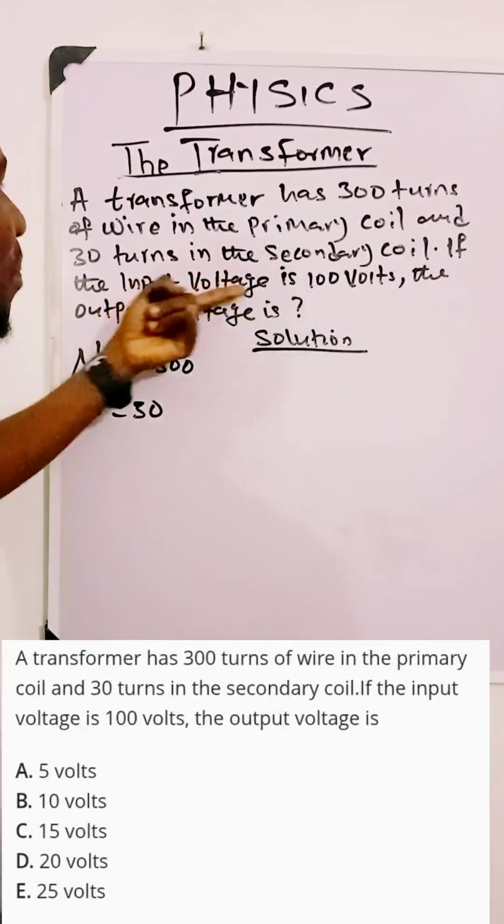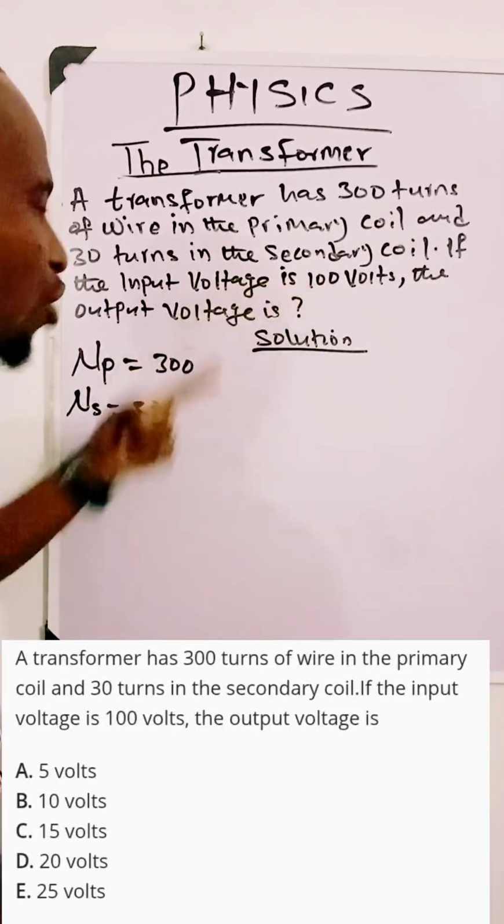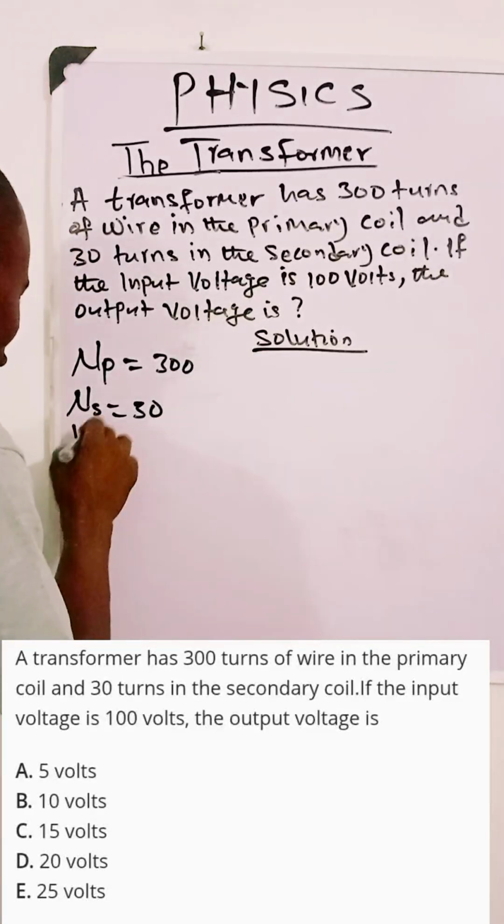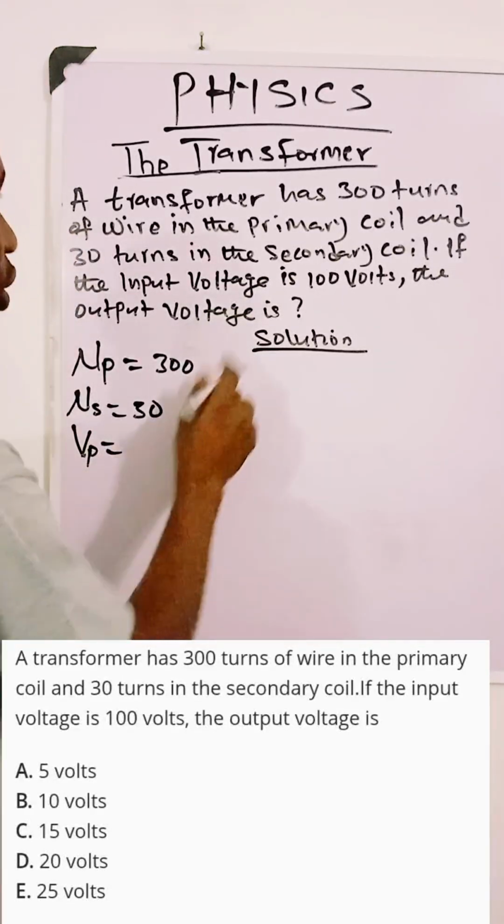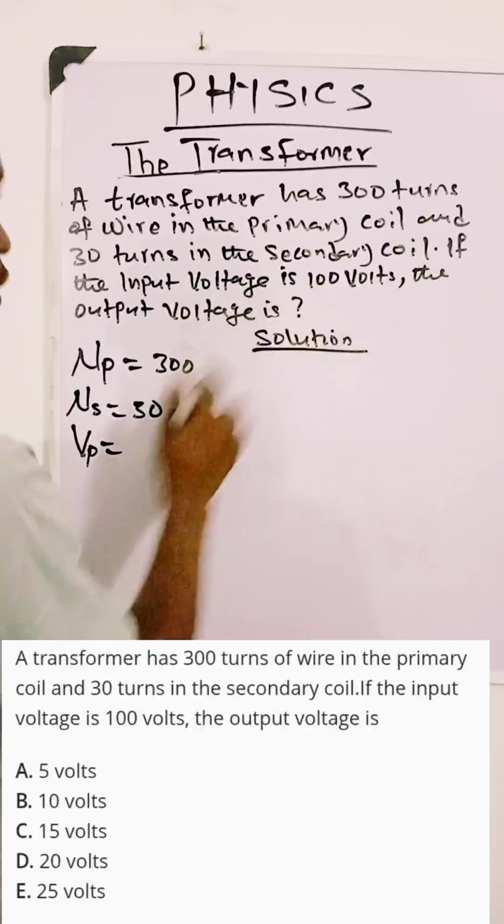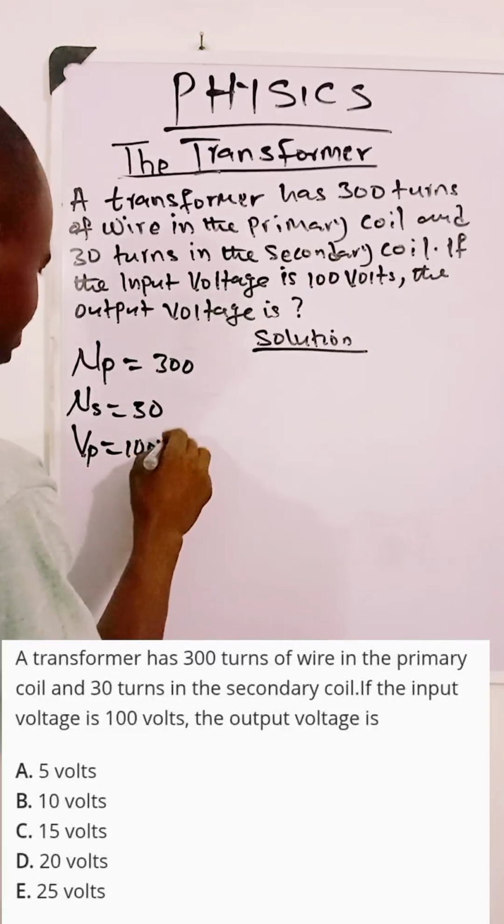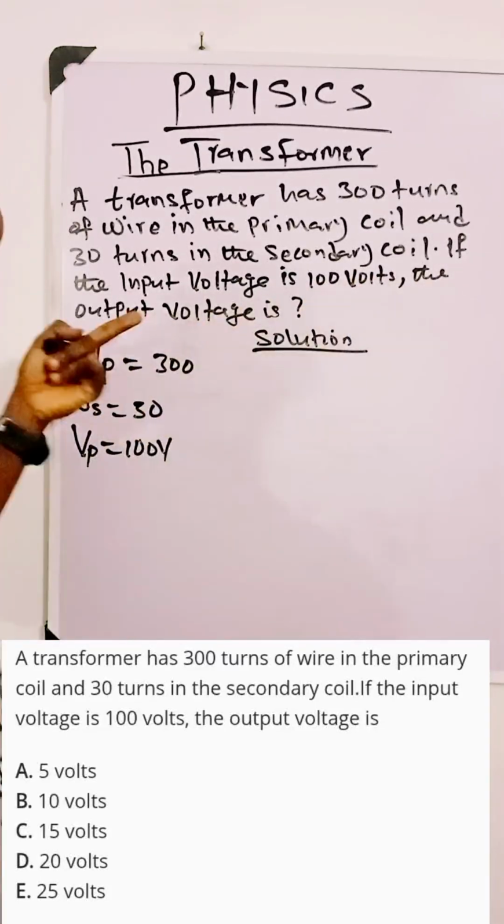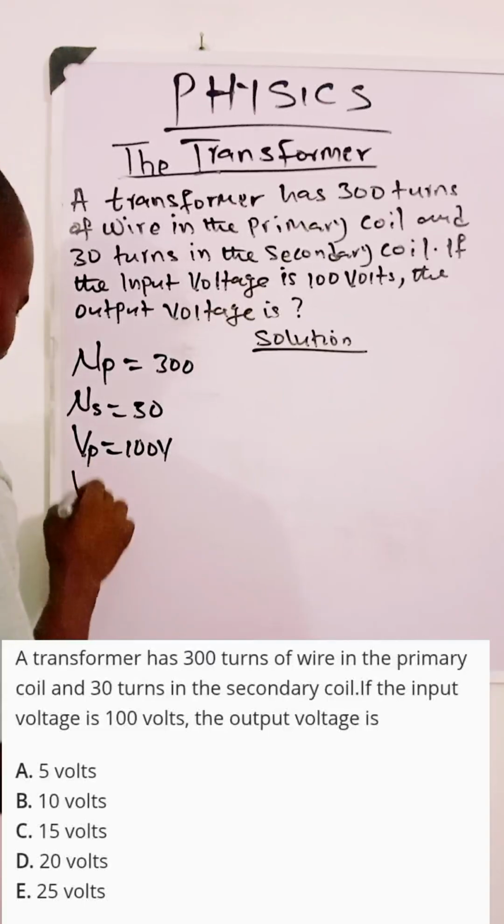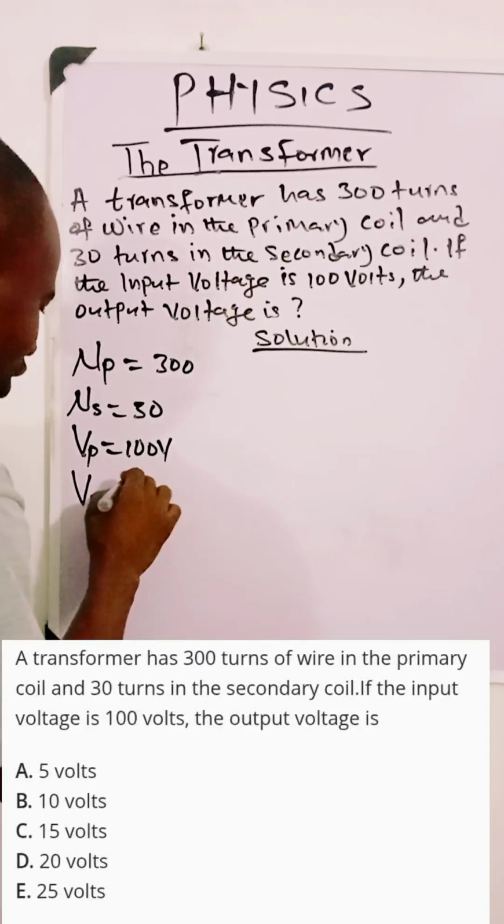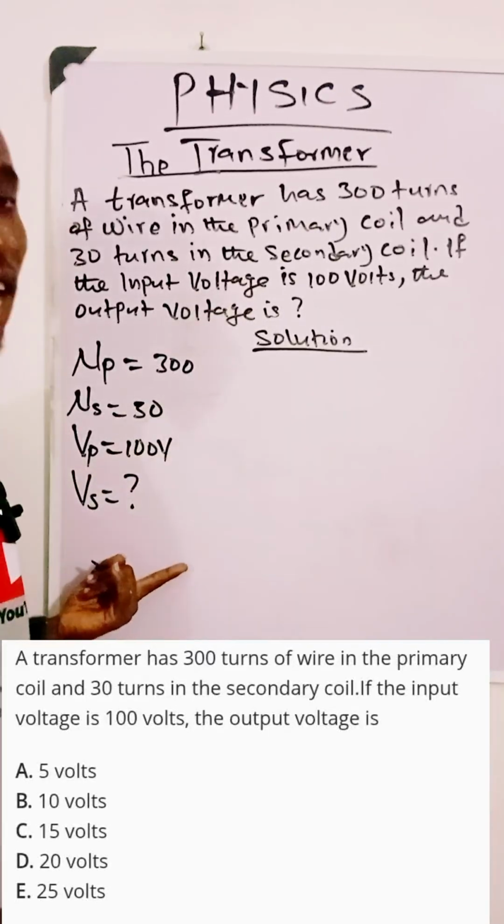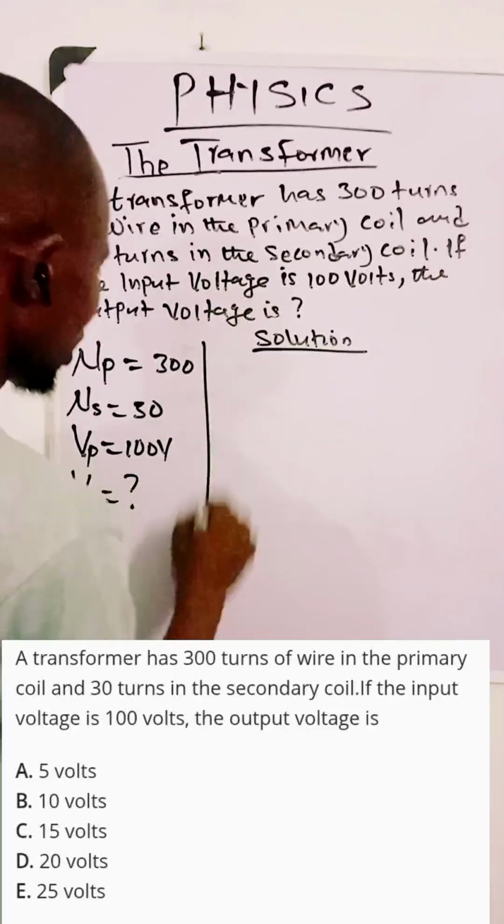Now, if the input voltage, that is the voltage at the primary, is what? The input voltage is 100 volts. The output voltage is Vs, the voltage at the secondary. That is the output voltage we have to calculate.